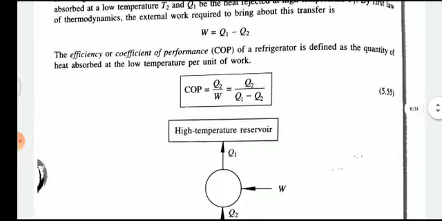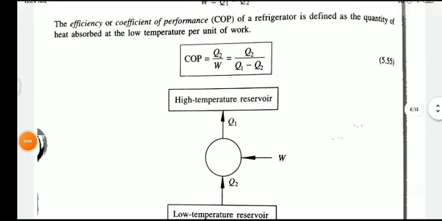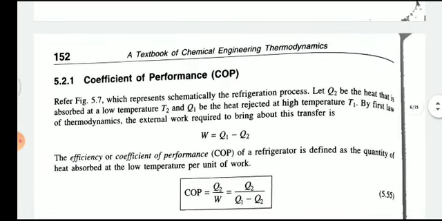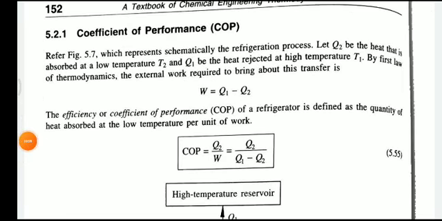So the first law of thermodynamics, we know that delta U is equal to Q minus W. Now W is Q1 minus Q2. Work is the difference between Q1 and Q2. So the first law is that delta U is equal to Q plus W.